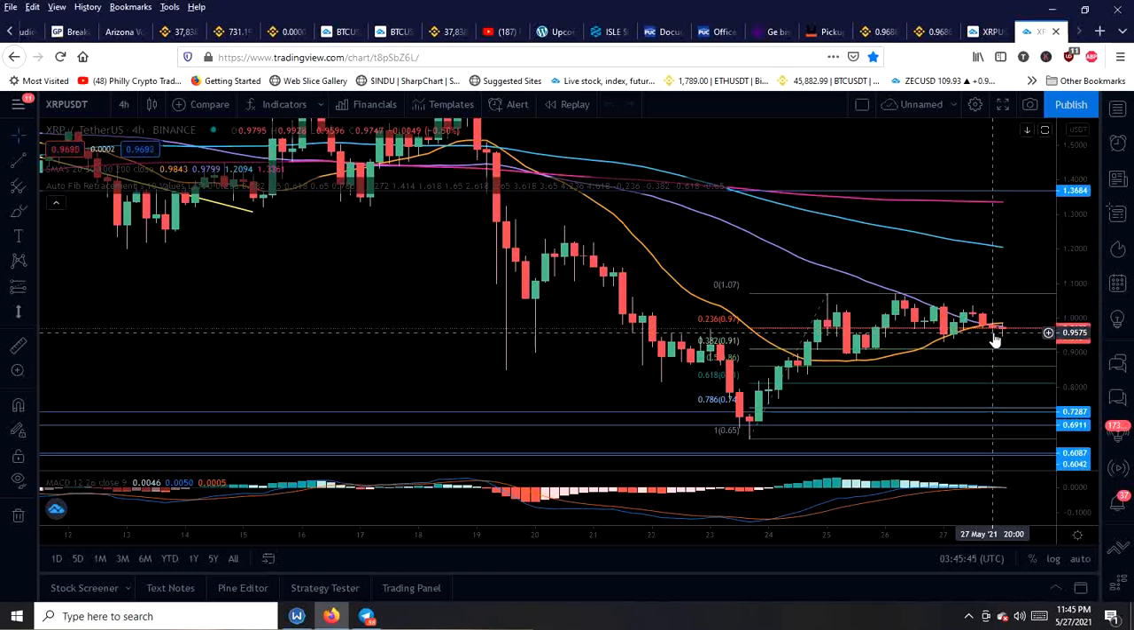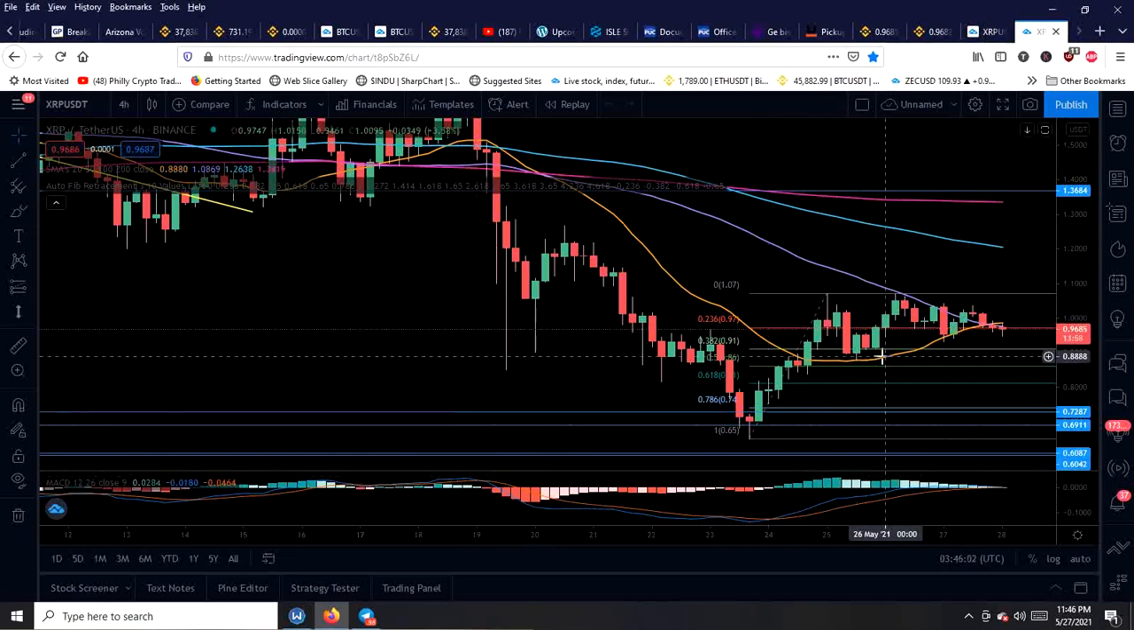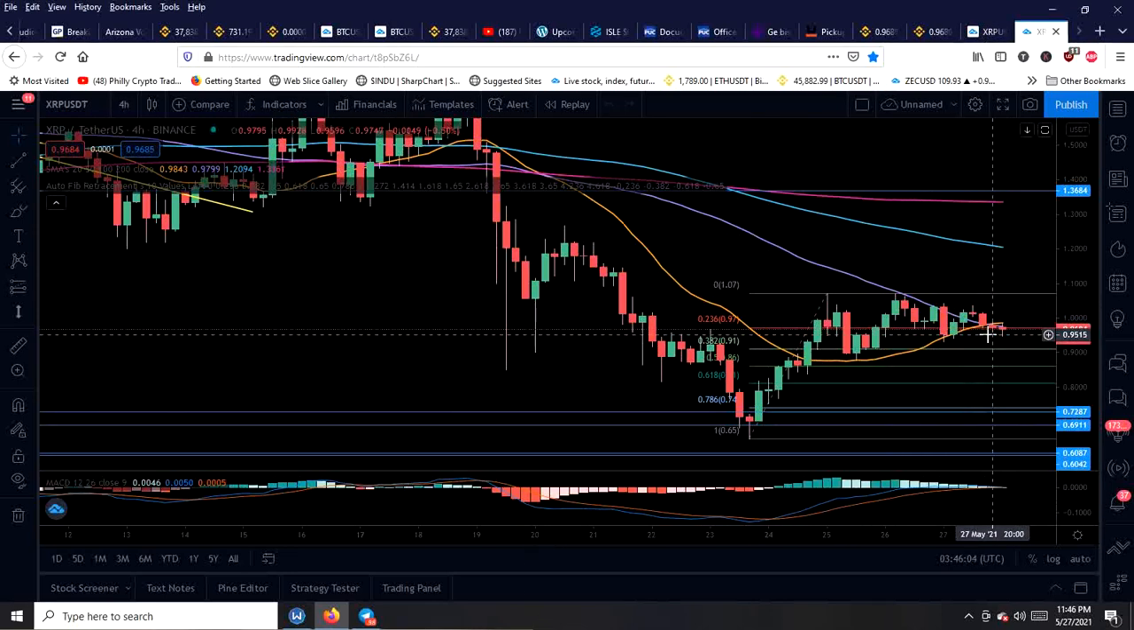And Ripple files for IPO and becomes public. I'm telling you right now, I told you months ago, I'm telling you again, that's how it plays out, right? So, with that in mind, we must watch Bitcoin. That's very important. You see the simple moving averages that we're talking about.